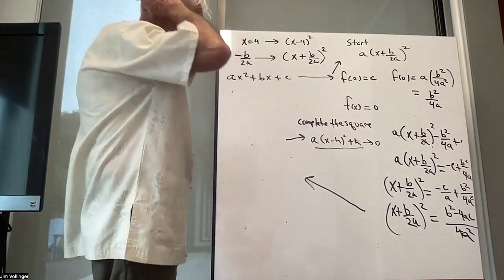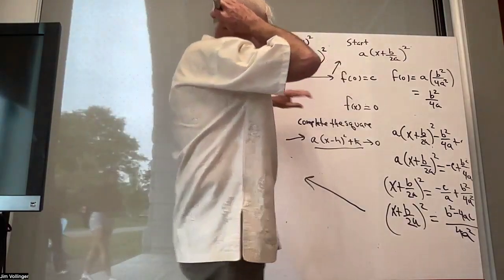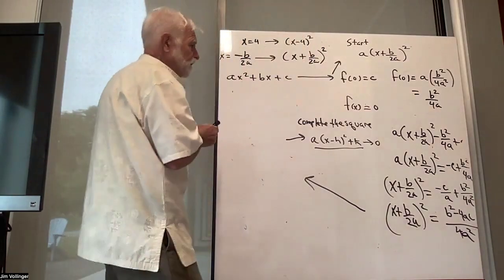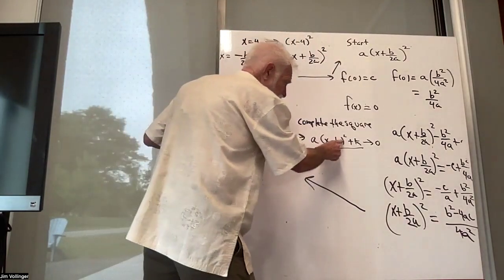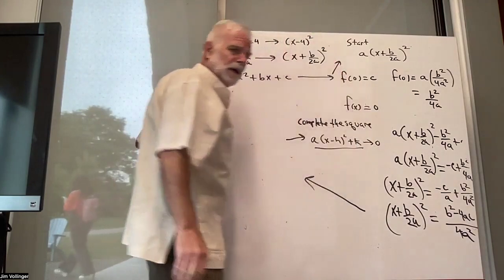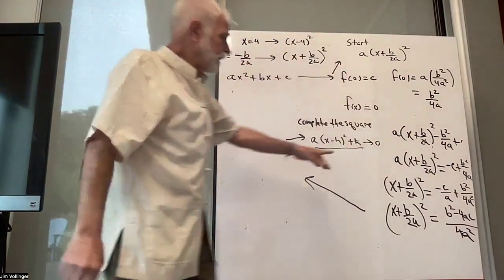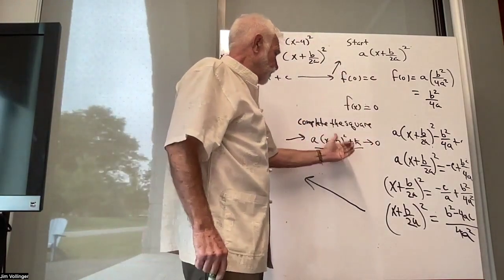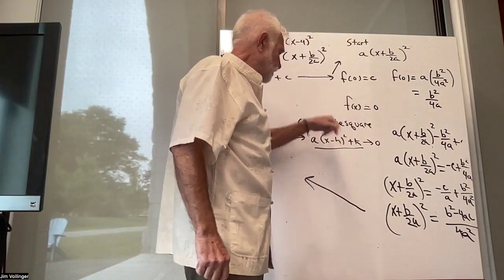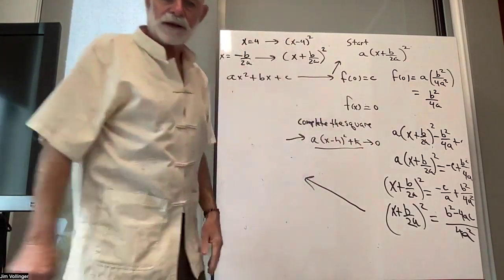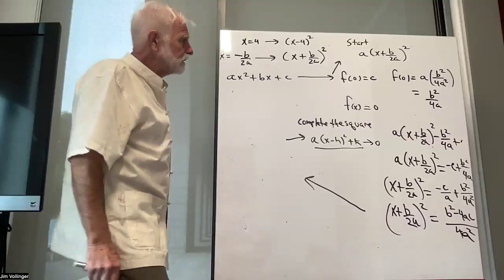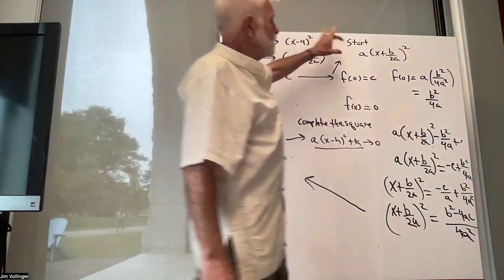All right, so I start, and our goal is to get ax squared plus bx plus c into the a(x minus h) squared plus k format. And solving that for 0 is easy. Minus k over a, plus or minus the square root of that, plus h. Piece of cake. You can see it in 5 seconds or less. Okay, so let's get started.